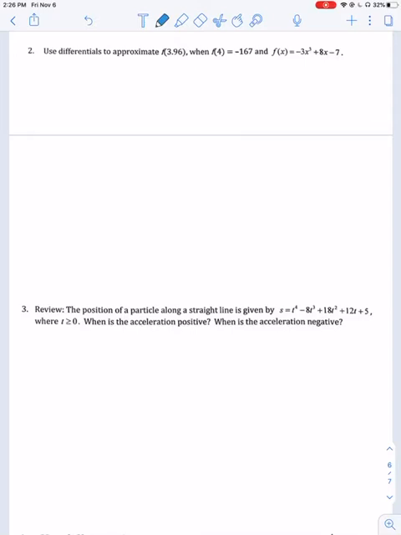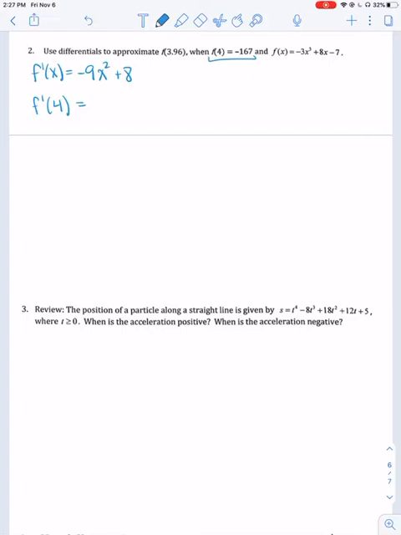Okay, so we know f of 4 is negative 167. We need to know f prime of 4, because that's the slope, and to know f prime of 4, we would need to differentiate f of x. So f prime of x is going to be negative 9x squared plus 8. Okay, that was nice. And then we're going to do f prime of 4.